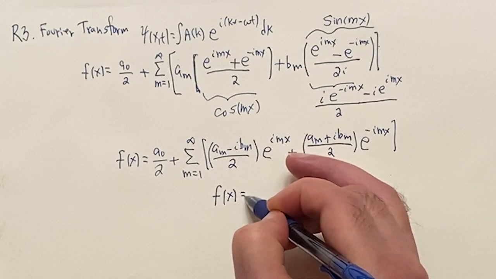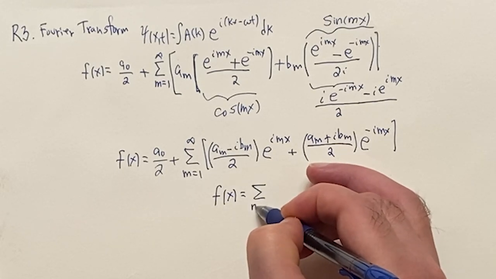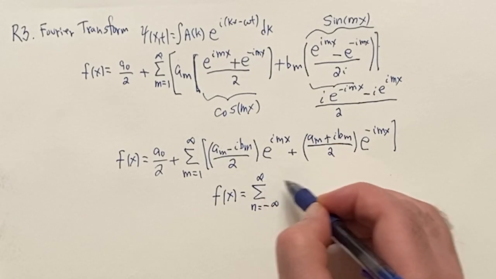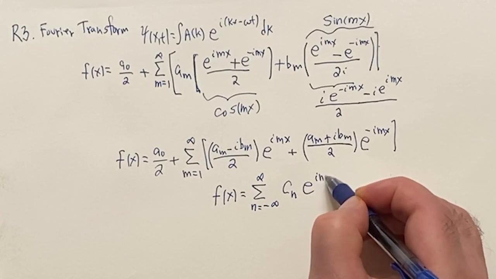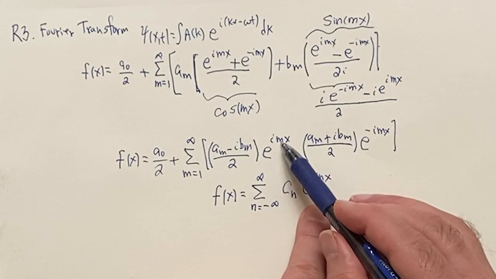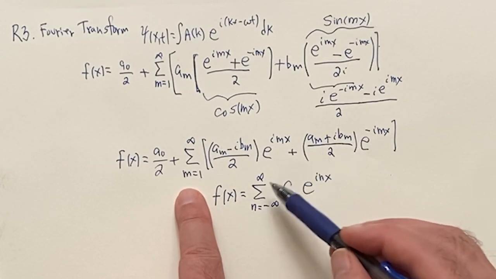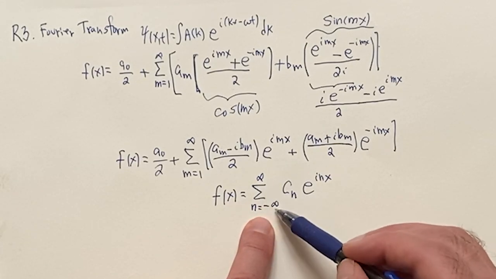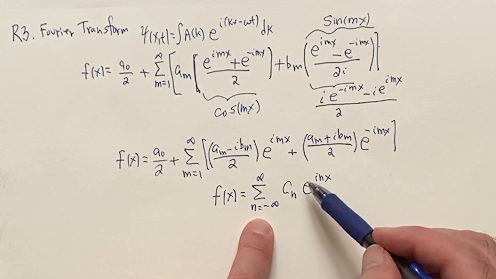We can go f of x. We can have here n go from negative infinity to plus infinity, and some constant c of n, constants in x. Now see, this is very nice because here, since when m was positive, I'm going to have a plus case and a negative case. If the m is promoted to, let's say, an n, which can now go from negative infinity to plus infinity, then I pick up both of these and whatever the c's have to be to make it work.